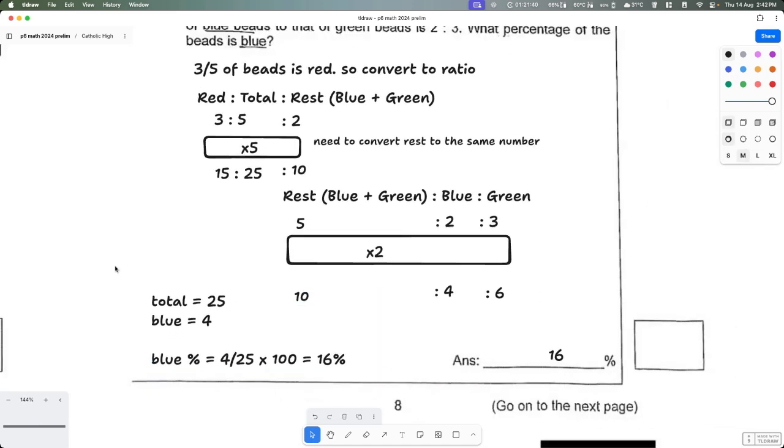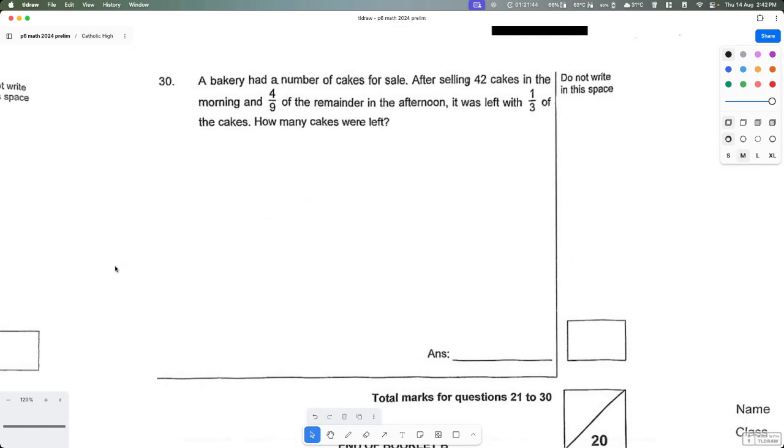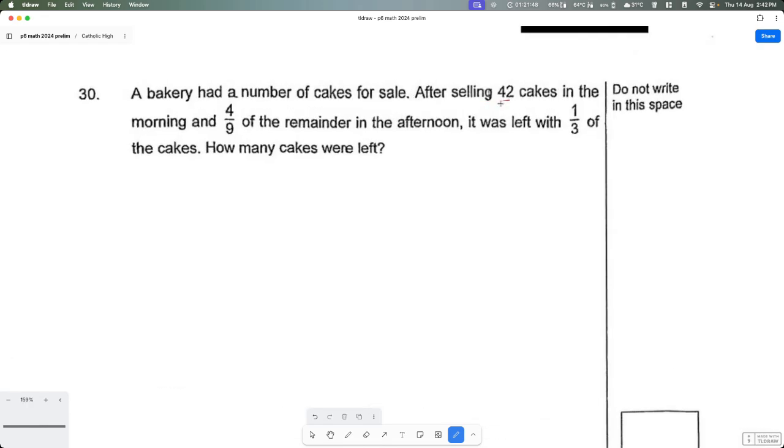All right, let's move on to the last question. Question 30. A bakery had a number of cakes for sale. After selling 42 cakes in the morning, 4/9 and the remainder in the afternoon, it was left with one third of the cakes. How many cakes were left?